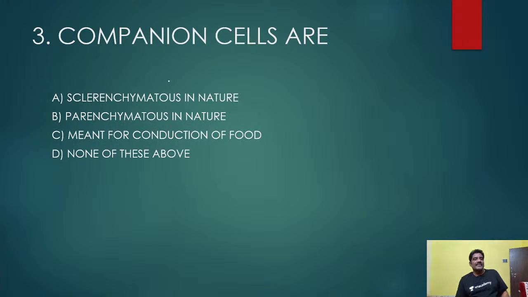Companion cells are parenchymatous in nature. So here I will tell you the answer directly: this is parenchymatous in nature. Parenchyma, collenchyma, sclerenchyma: with which type of simple tissue are companion cells made? Companion cell is very important. As I already told you, in addition to the sieve tube, companion cells are present. Those companion cells are nothing but parenchymatous cells. So it is a simple tissue, made up of parenchyma.